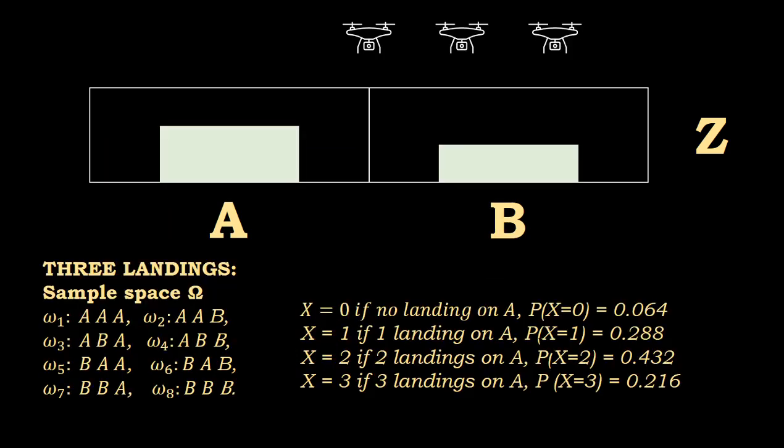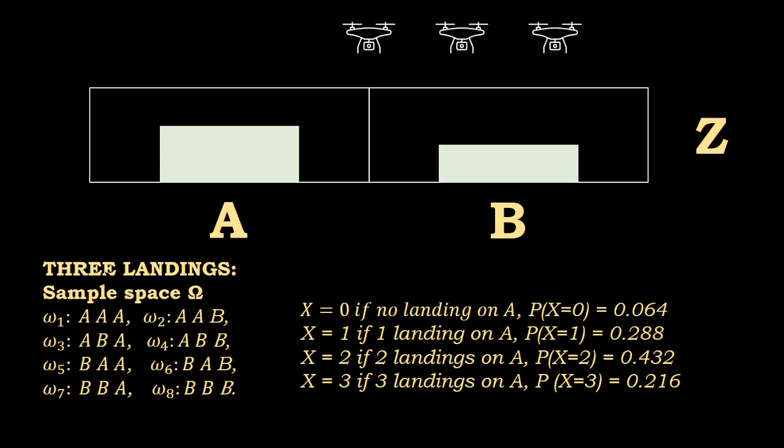Now, the last case, the expansion by adding number of landings. Okay, so let's consider 3 landings. In this city with 2 partitions, partition A has 60% of the population, partition B 40% of the population. So the probability of landing in A is 0.6 and the probability of landing in B is 0.4.